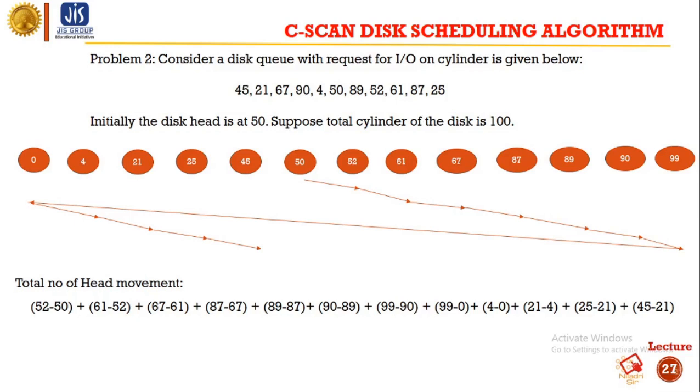From 0 to 4, the head movement is 4 minus 0. From 4 to 21, it is 21 minus 4. And from 21 to 25, it is 25 minus 21. So the total head movement is 197. So this is the answer.